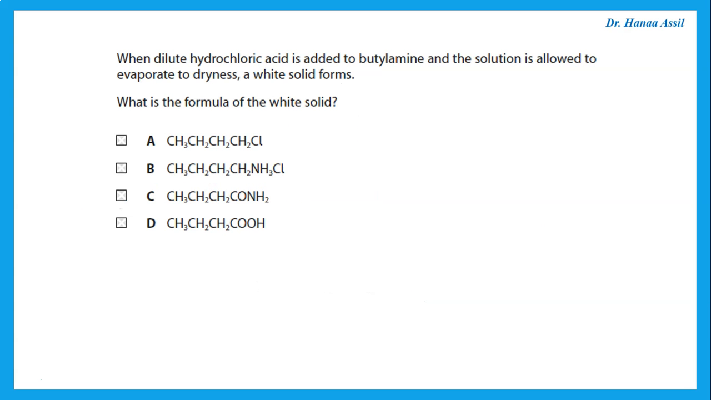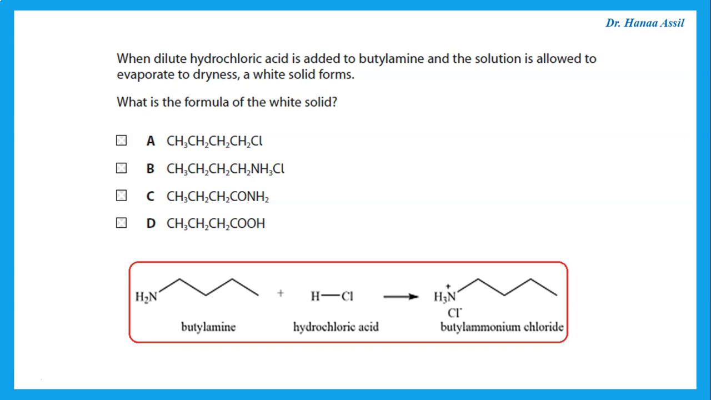When dilute hydrochloric acid is added to butylamine and the solution is allowed to evaporate to dryness, a white solid forms. What is the formula of the white solid? So what are we adding? We're adding butylamine plus hydrochloric acid, and what we get is butyl ammonium chloride, and that forms a white solid.